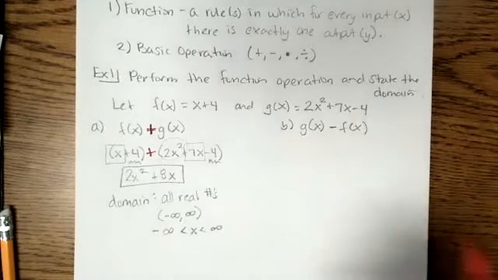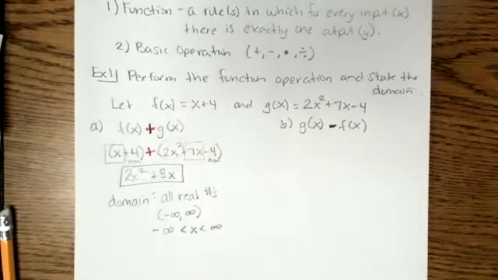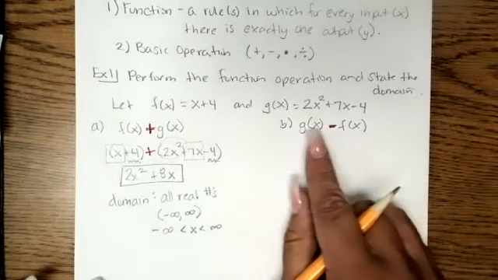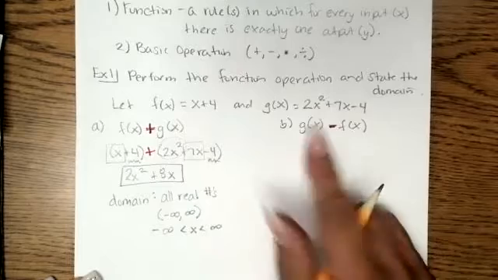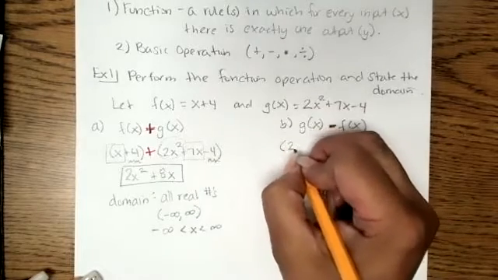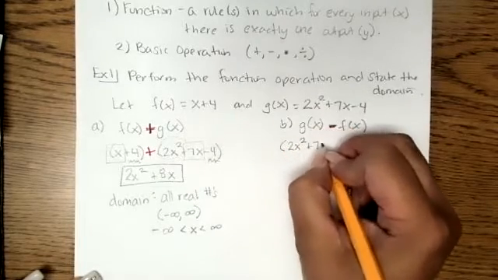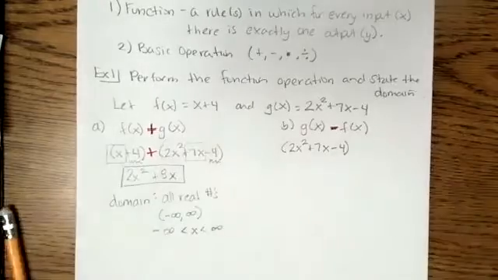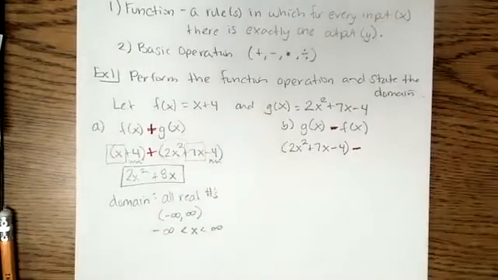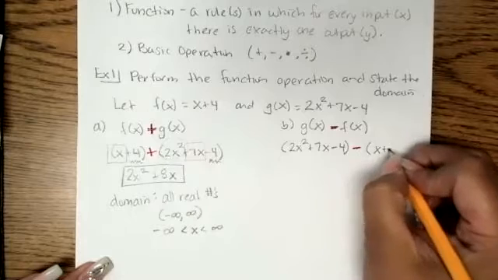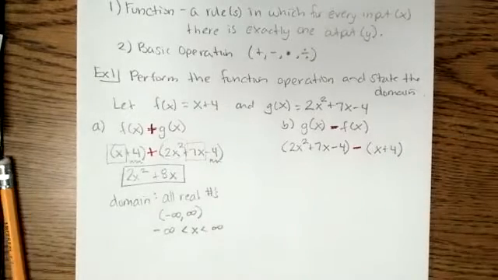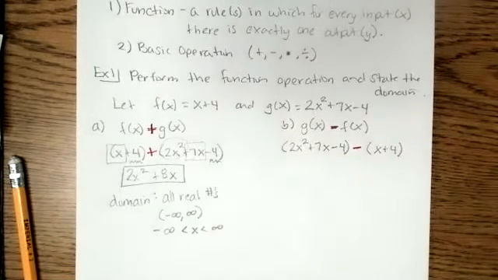On B, subtracting. Now make sure you're plugging the correct function in the correct spot. So this is a g of x, so the g of x goes first now. So the g of x is going to be the 2x squared plus 7x minus 4. Subtract. Now I'm going to plug in the f of x, and the f of x is the x plus 4. Now on this one, you need to distribute the negative symbol.